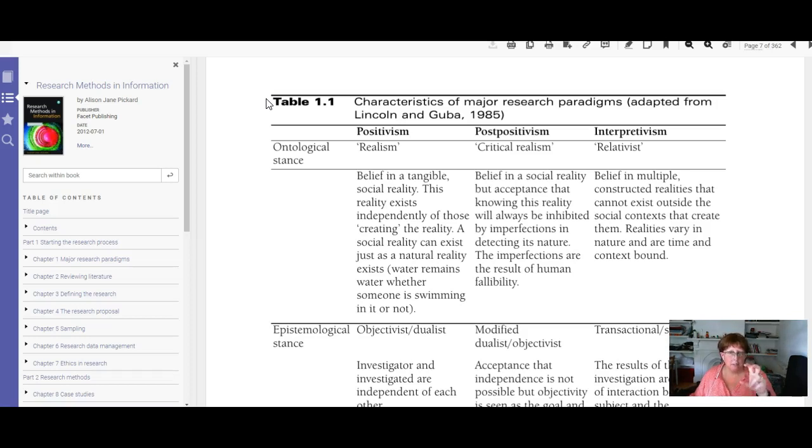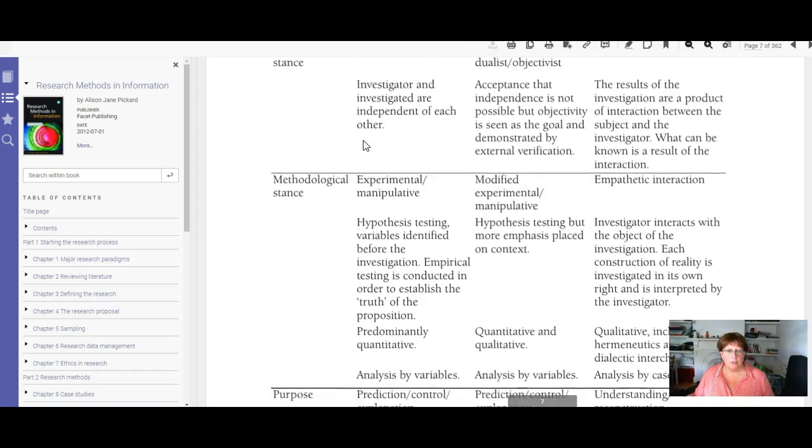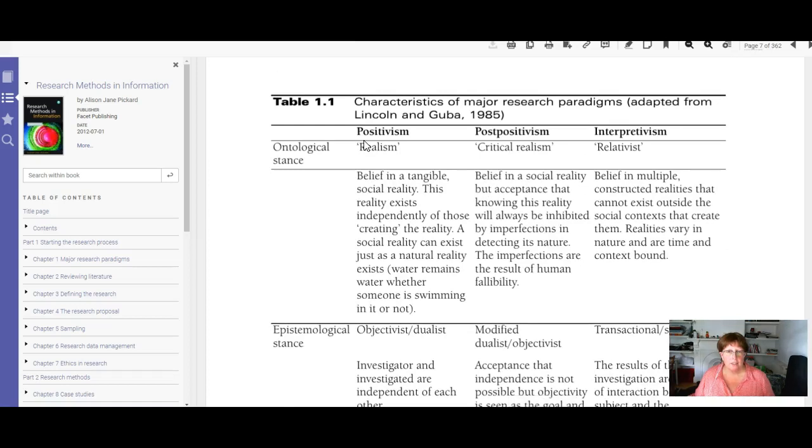Now, when you read the textbook, you might come away feeling like you really don't understand any of it at all, and that's how I felt when I read it through the first time. So what I thought I would do is to take this table, which is actually really good, and try and translate it into English for you.